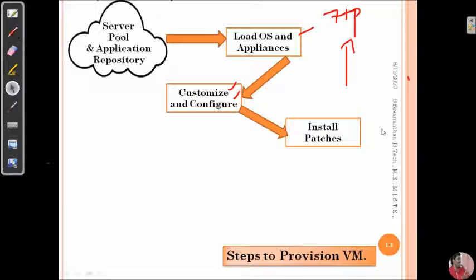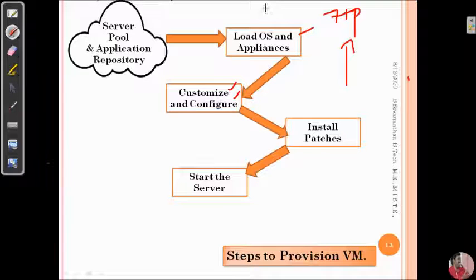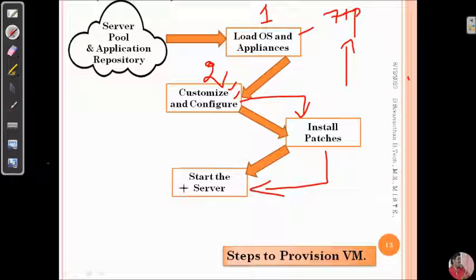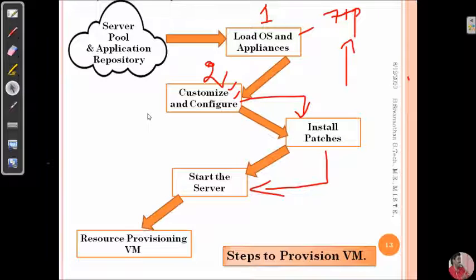So once the patches have been installed, we need to start the server. So what is the first step? We need to load the operating system and appliances. Once that is done, we need to customize and configure the server to provide the services that the particular server is intended to provide. Then we need to install the patches. Once the patches have been installed, we need to start the server. Once the server has been started, we need to provide the server to the environment for providing the services.